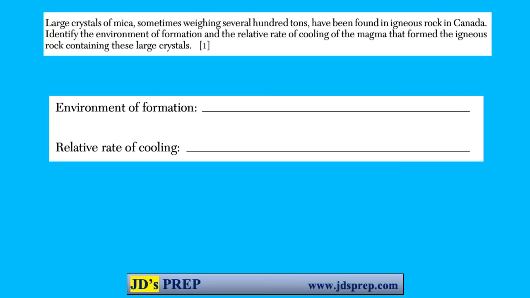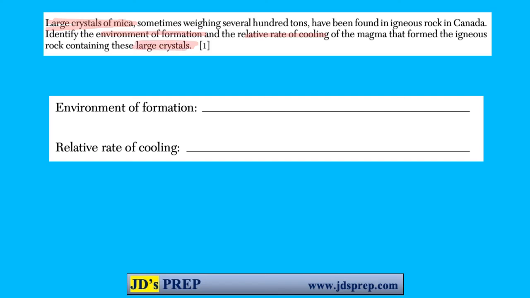And for our last question, large crystals of mica, sometimes weighing several hundred tons, so very large crystals of mica, have been found in igneous rock in Canada. Identify the environment of formation and the relative rate of cooling of the magma that formed the igneous rock containing these large crystals. So our key here is large crystals.